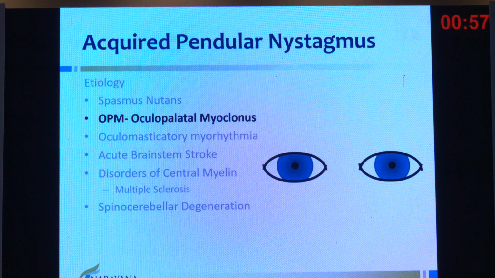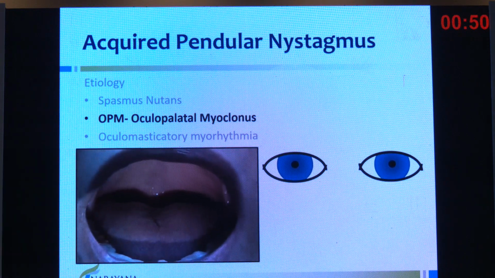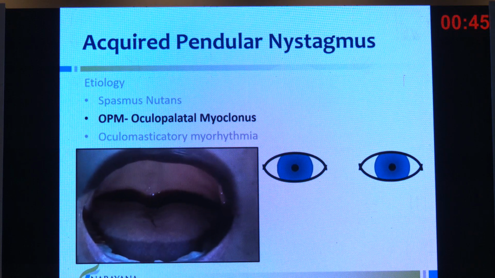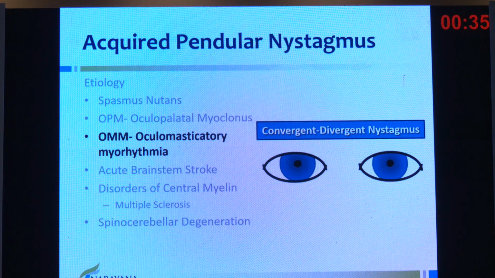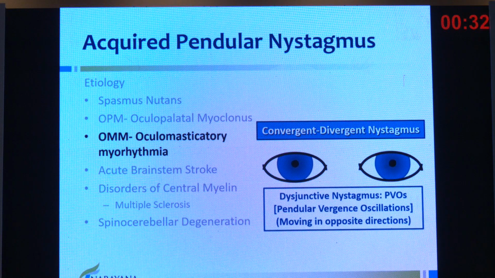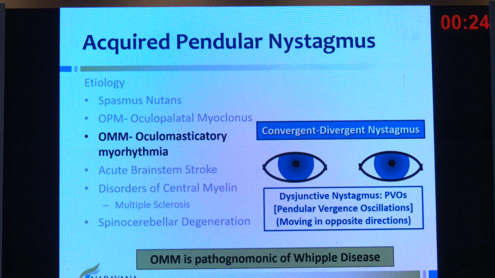Then you have the OPM or the oculopalatal myoclonus, which is an acquired nystagmus with continuous and rhythmic movements of the soft palate, and therefore you should ask the patient to look at the palate. You can see the palate moving along with a vertical pendular nystagmus, and it occurs after injuries of the brainstem or the cerebellar regions. Then the OMM or the oculomasticatory myorhythmia. Here you can see it's a convergence divergence nystagmus, that means a disjunctive nystagmus, also called PVOs, pendular vergence oscillations, moving in opposite directions, which are very pathognomonic of Whipple disease.